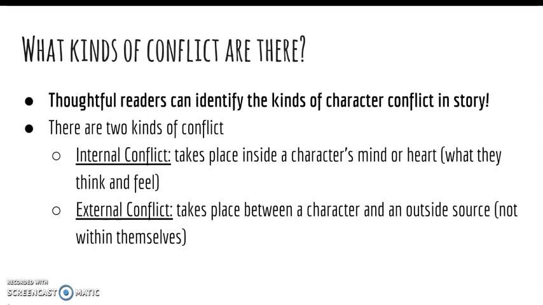What kinds of conflict are there? Thoughtful readers can identify the kinds of conflict that characters have in a story. There are two kinds of conflict. The first is internal conflict. This takes place inside a character's mind or heart, what they think and feel. This is when they have an inner battle. Usually it's psychological or mental.